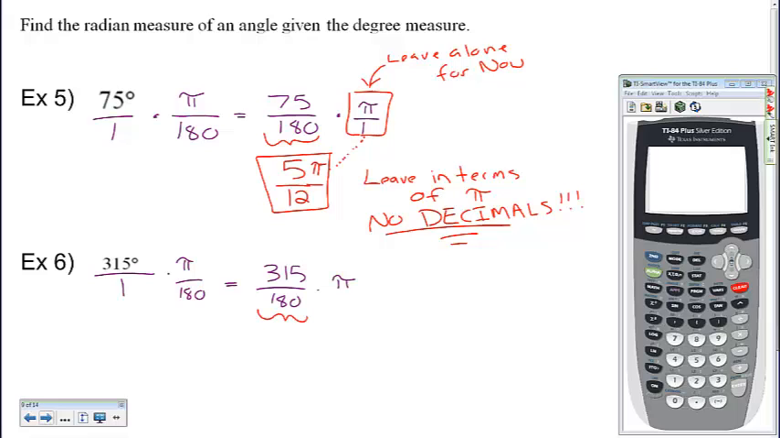Focus on your new fraction, 315 over 180. How do I reduce this? Well, you can put it in your calculator, or if you have good mental math skills, you can reduce this down to 7 over 4. Once again, multiply by pi in the numerator, and ta-da! You're finished. 7 pi over 4. It's that easy.